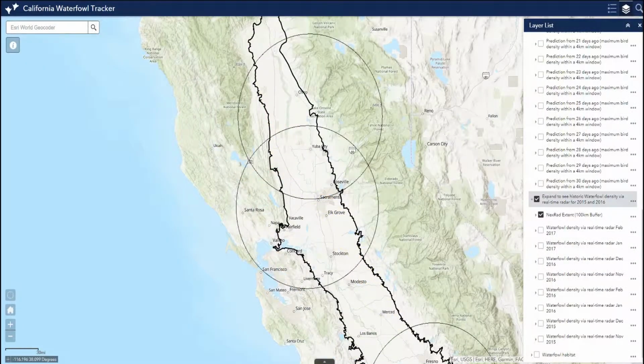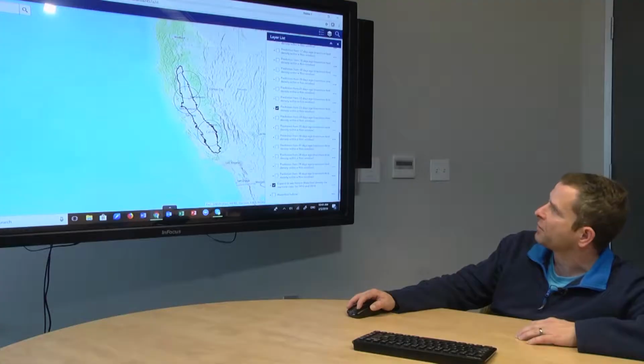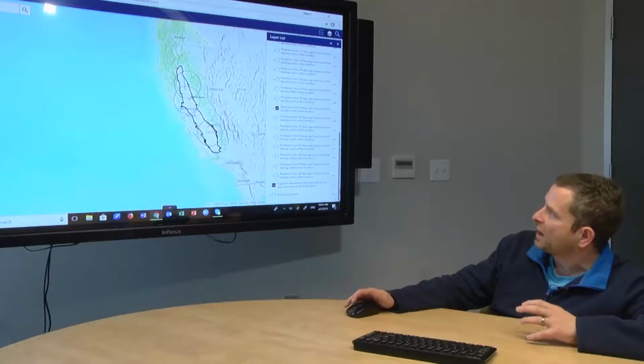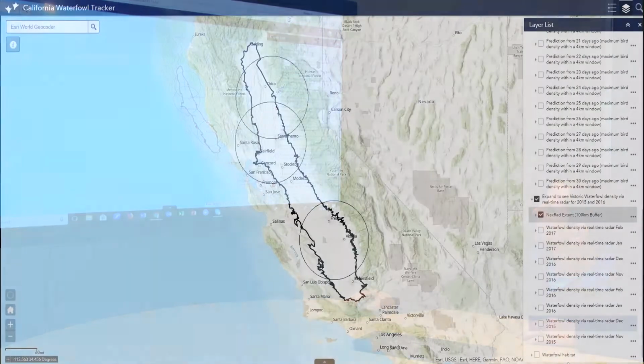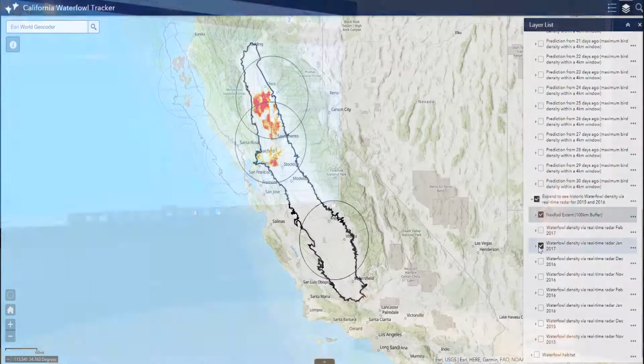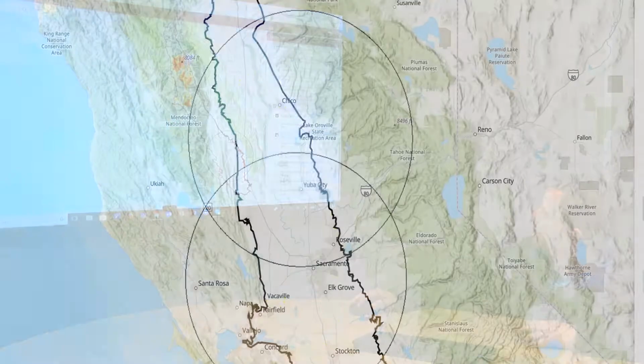These circles represent the 3 radar stations that we have in California, and we're using radar as a way to understand, in real time, where waterfowl are located. I'm going to show you 2 different time periods. This is January 2016, a very dry year, during the drought. And here is January of 2017, when we had a very rainy event.